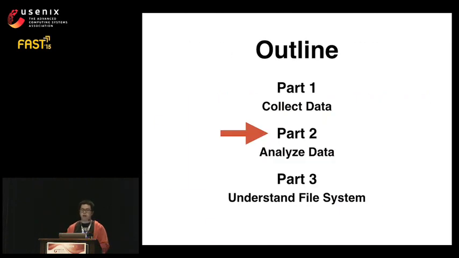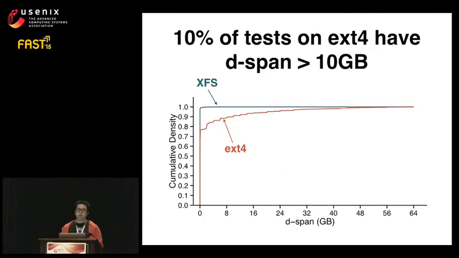Now let's talk about how we analyze the data to find problems. First, we would like to see if there is a performance tail. So we use Chopper to test two file systems, XFS and ext4. This figure shows the results. X is the disk span, Y is the cumulative density function. We find that XFS does relatively well within the space we explore, but ext4 has a very large tail.